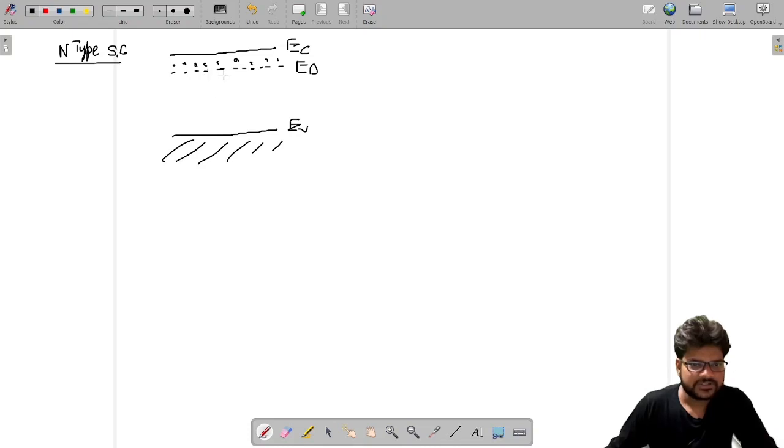So at lower temperature, the electrons at the donor energy level can go into the conduction band, but valence band electrons cannot go into the conduction band at low temperature. Electrons in the valence band need more temperature to go into the conduction band.